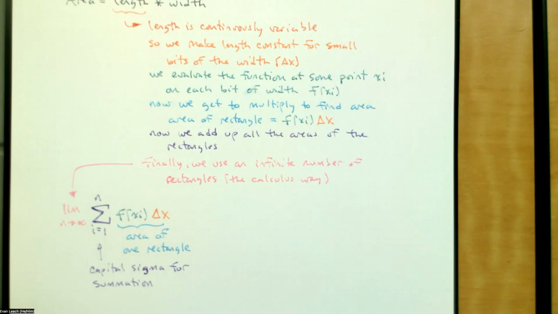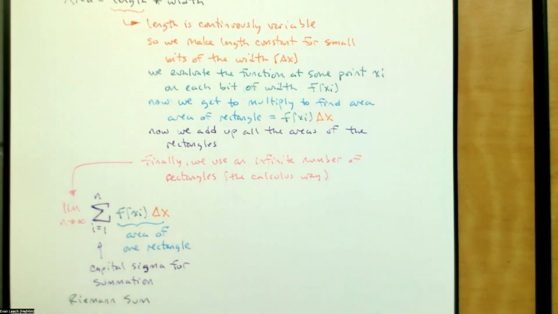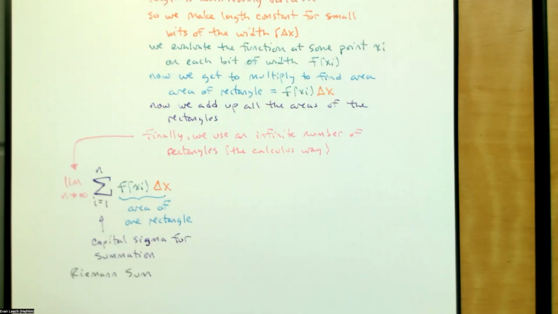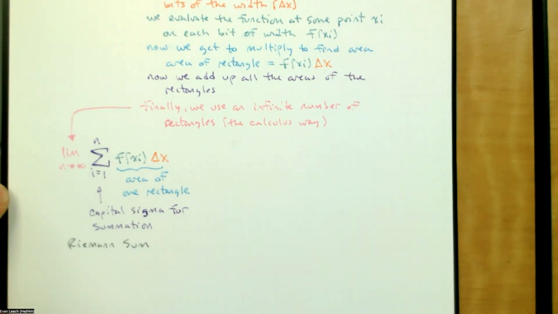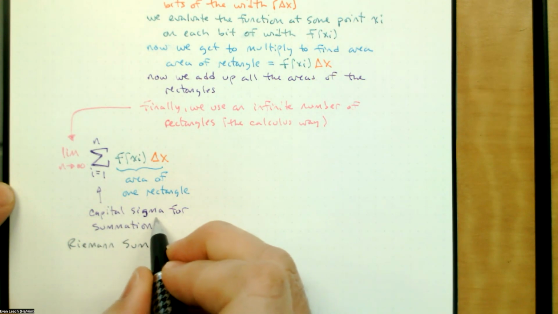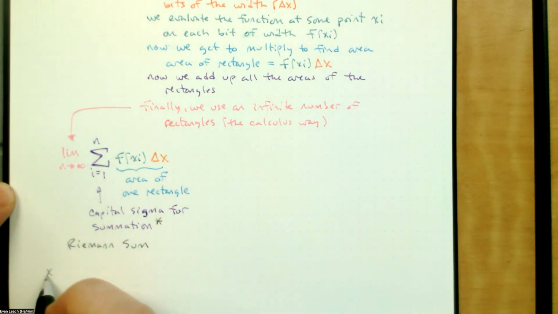What we're looking at here, we refer to as a Riemann sum. This is a Riemann sum. So the i equals 1 part is how the summation notation works. So let's take a look at this capital sigma summation style stuff.